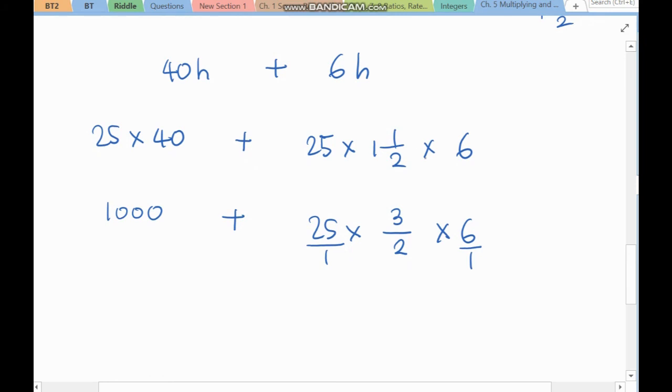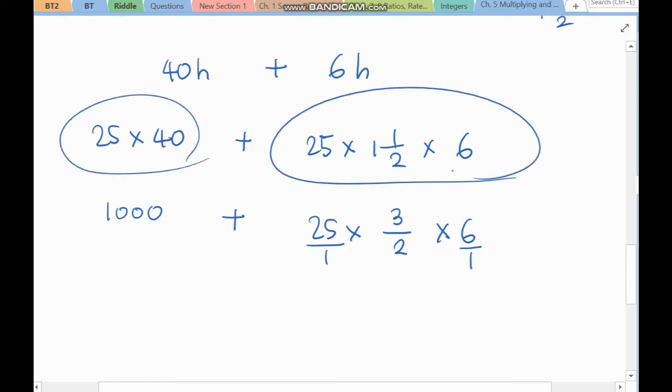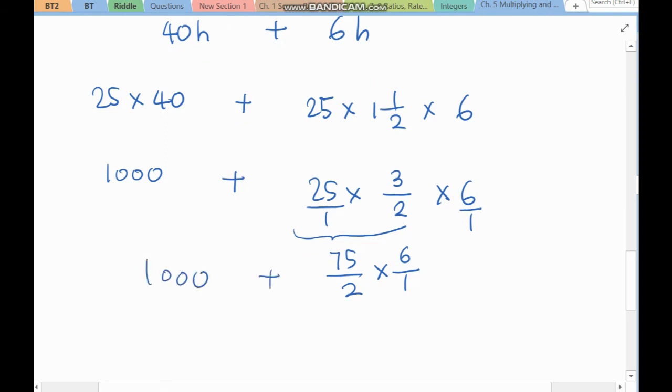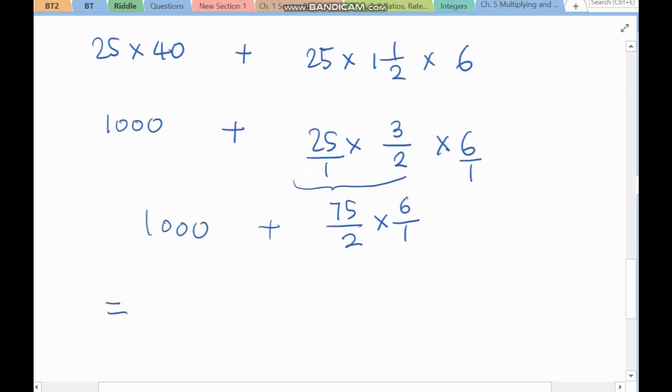So it's multiplication, everyone. So we do multiplication first, and then we're going to add later. So 25 times 3, 1 times 2. So this is 75 over 2. So this part is 75 over 2 times 6 over 1. So we rewrite the expression: 1,000 plus 75 over 2 times 6 over 1. We're going to reduce the fraction. 2 divided by 2 is 1. 6 divided by 2 becomes 3.